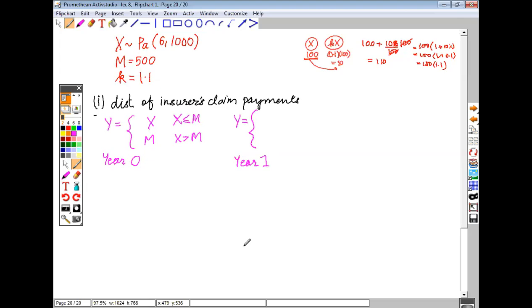Manshita, can you improve the volume or maybe be closer to the speaker? I couldn't hear you well. Now, can we? Yeah, a bit better. So I think we should write Kx in place of X for year one. That's good. Yes, it will be Kx. Next, here it will be M itself.